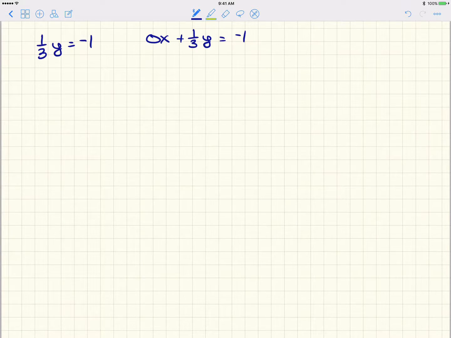So what happens here? We have a line in standard form. Let me draw a graph real quick here.